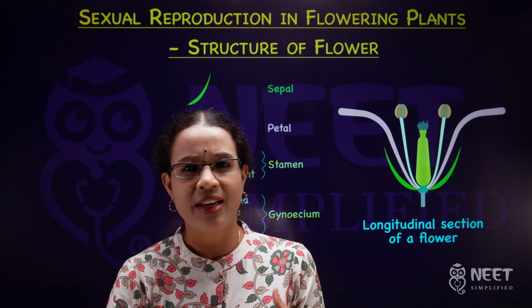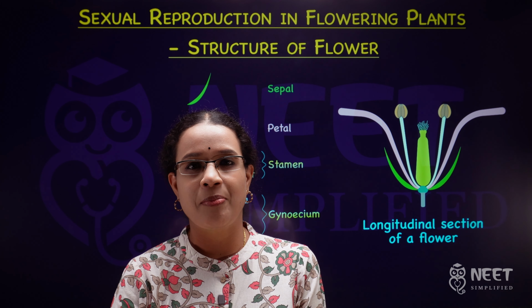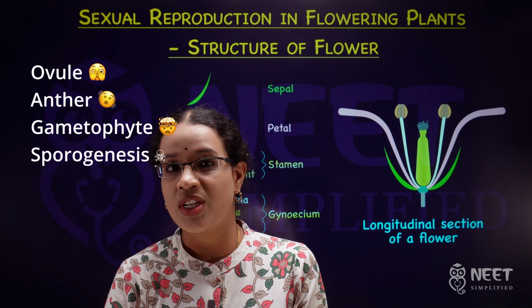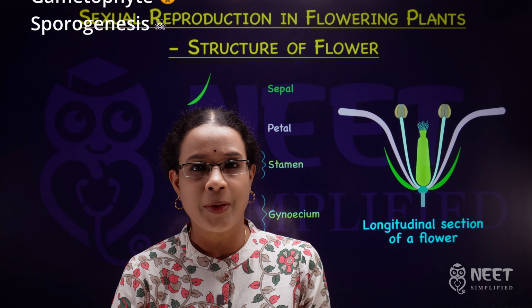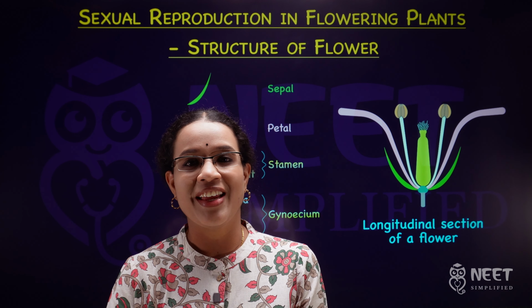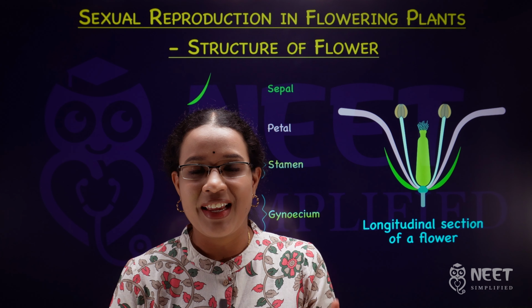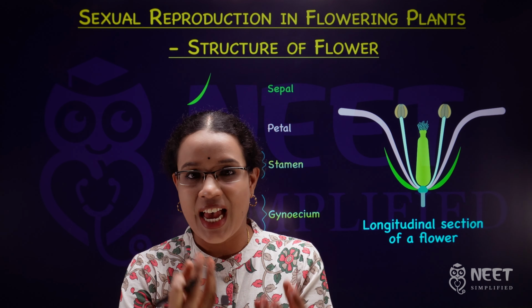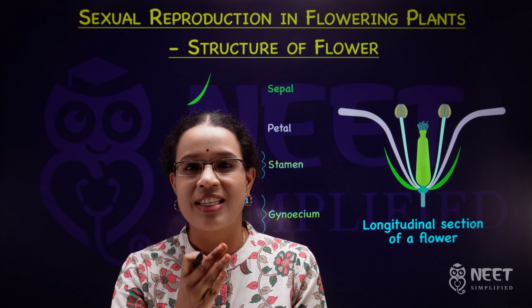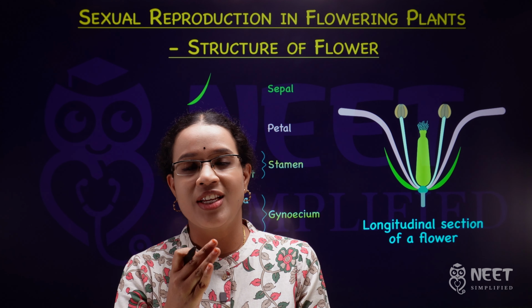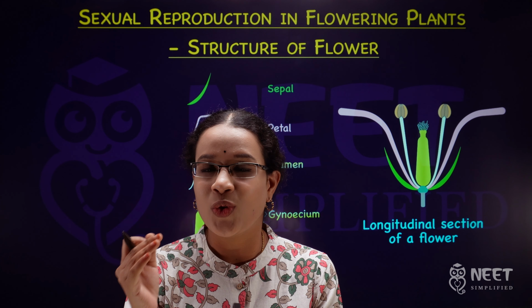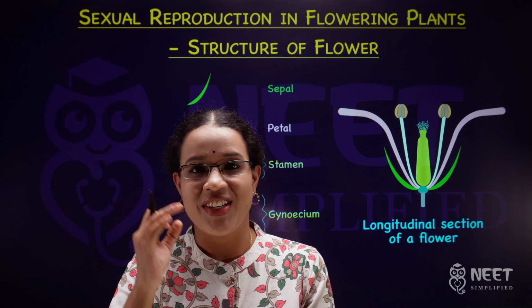I know there are really difficult terms involved in this chapter, like ovule, anther, gametophyte, sporogenesis. There are really complicated terms in this, isn't it? Don't worry, we are here to simplify that. The interesting part is the microscopic world present inside the flower, which acts with insane coordination so that the reproduction of flowering plants continues and their generation can progress.